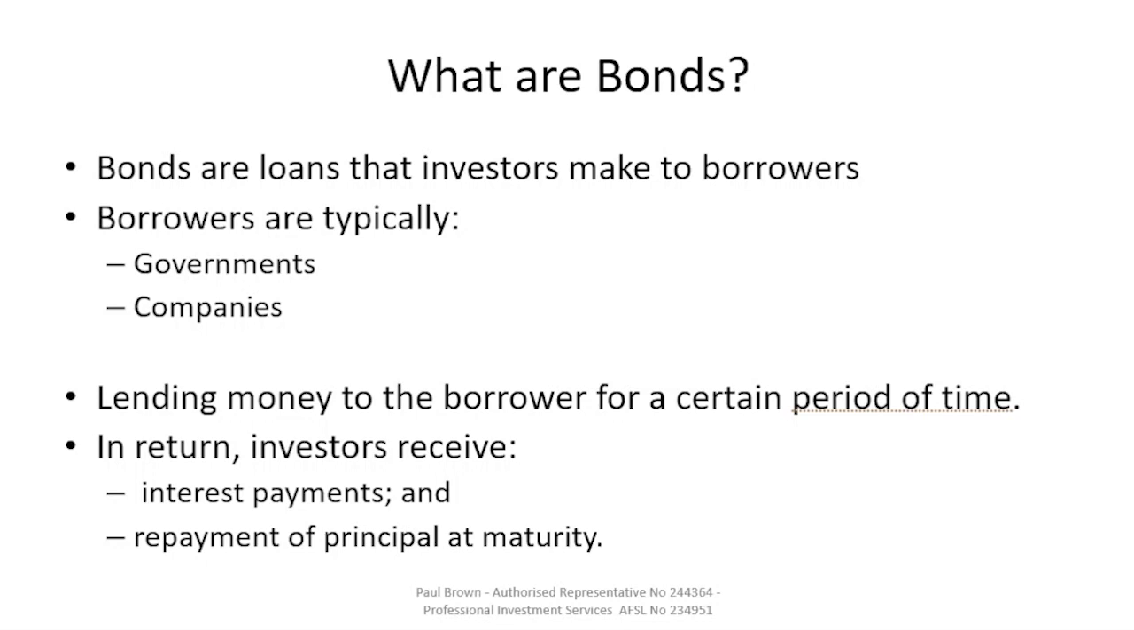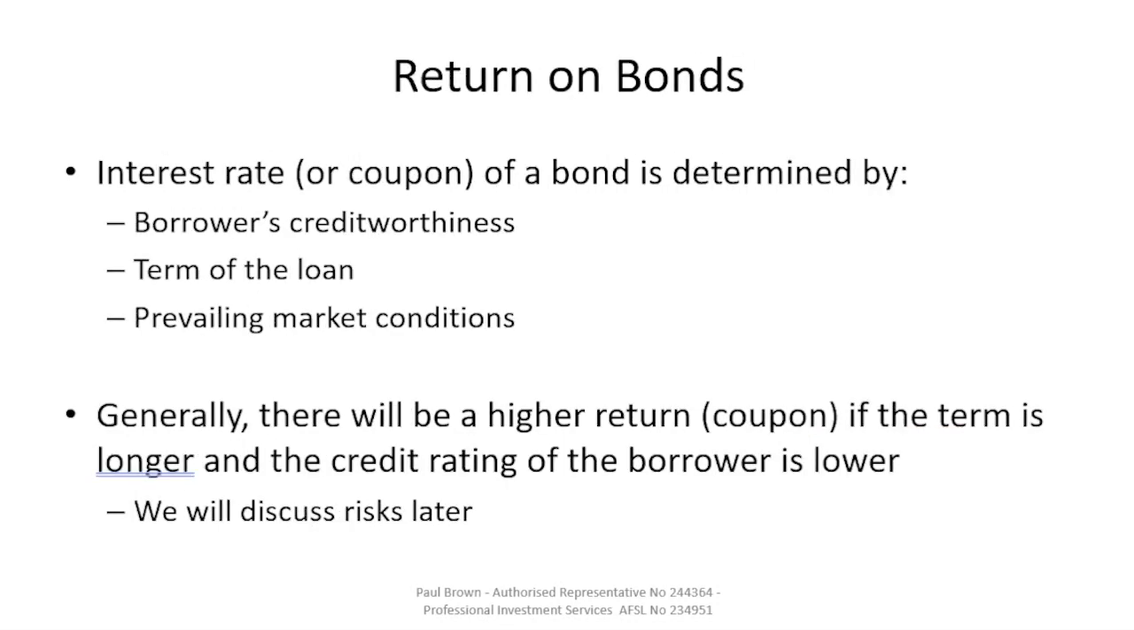So bonds are effectively loans that investors make to borrowers in the simplest term. So borrowers are typically governments or companies. Okay, so you're lending money to a borrower for a certain period of time, and in return, investors receive interest payments and also a repayment of the principal at maturity.